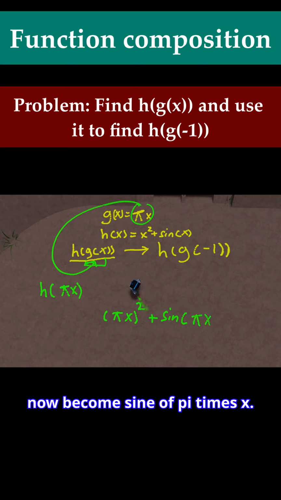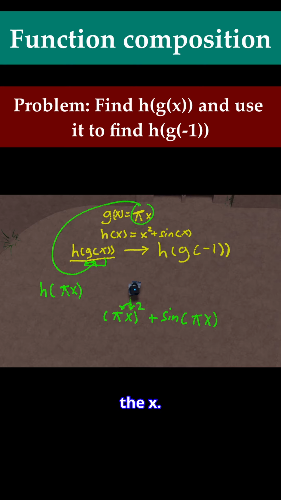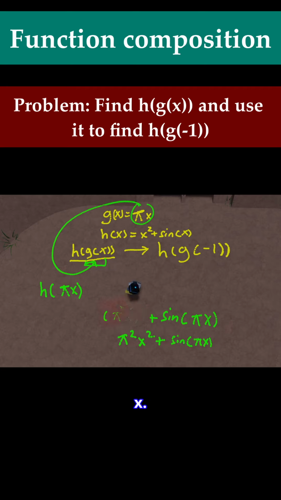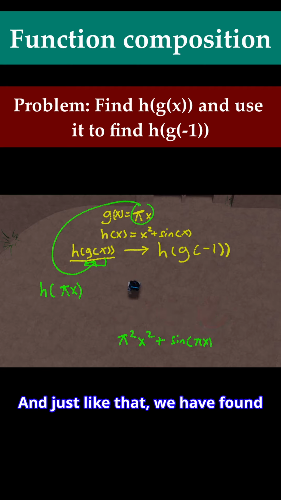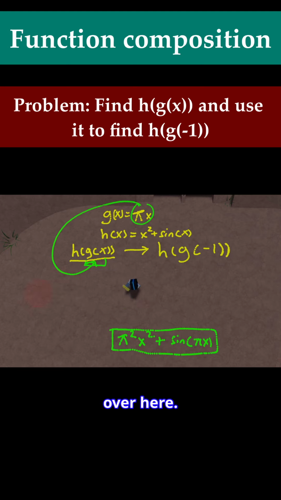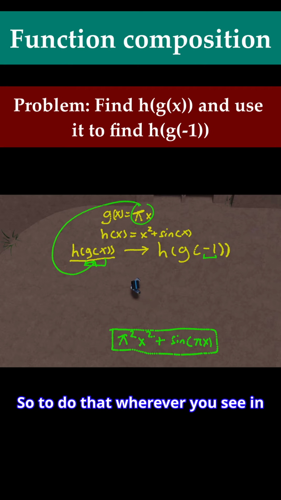And then to simplify this, the square distributes to the pi and the x. So we have pi squared times x squared, then plus sine of pi times x. And just like that, we have found h of g of x is this function right over here. So now we need to evaluate it at minus 1. So to do that, wherever you see an x in this function, just plug in minus 1.